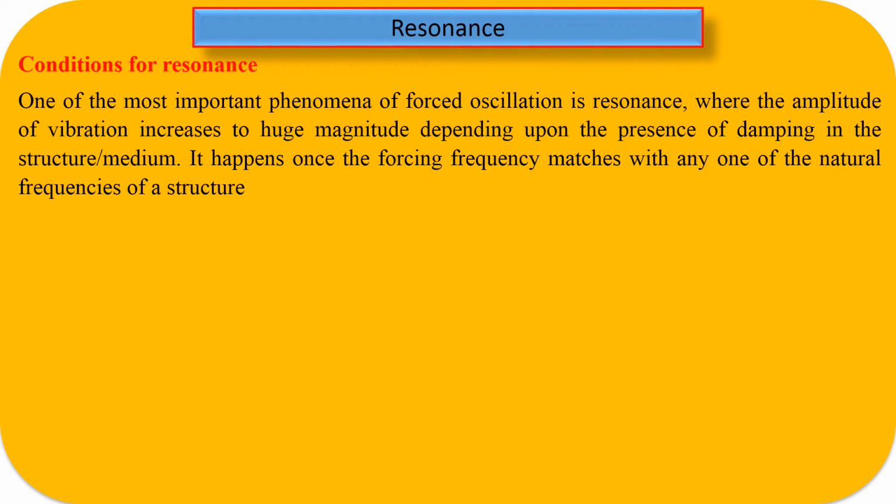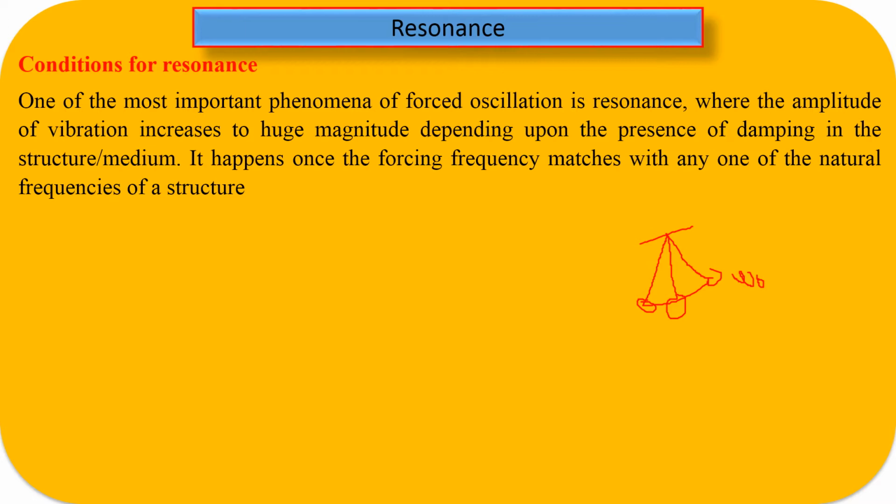Let us suppose we have a swing, or a pendulum, and this pendulum is oscillating with a frequency, and let us suppose that frequency is omega naught. So it is oscillating like this, and the frequency with which it is oscillating is omega naught. This we are calling the natural frequency.